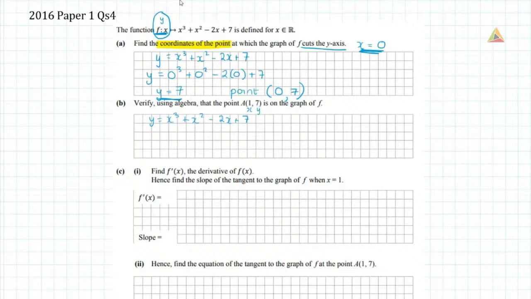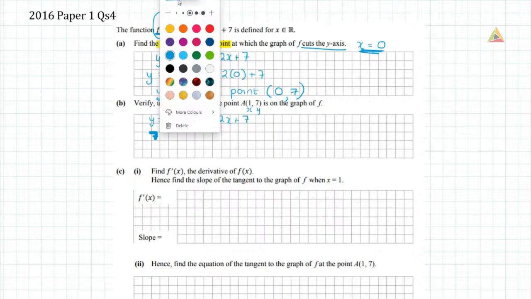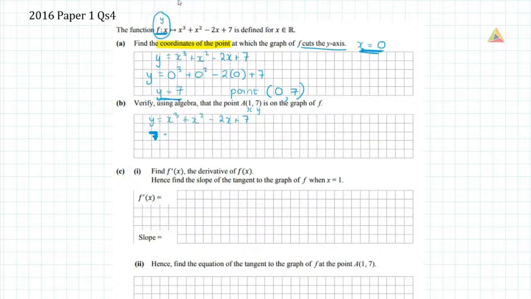So everywhere I have a y, I'm going to put in a 7. Sorry, made that pen too thick there. So I'm going to put in a 7, and everywhere I have an x, I'm going to put in a 1. So I'm going to say 1 cubed plus 1 squared minus 2 times 1 plus 7. So you'll notice that this equation has numbers on both sides and there's no letters in it anymore.